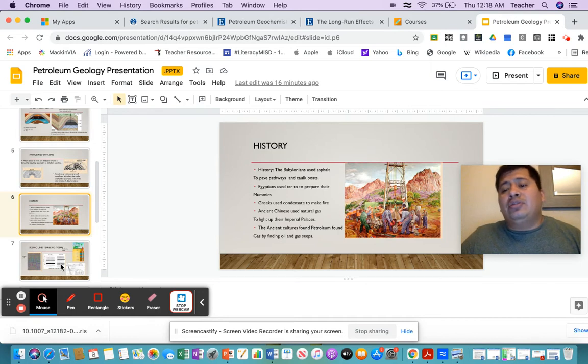Egyptians used it to mummify. Greeks used it for fires. And ancient Chinese even used it as natural gas. They somehow figured out that this resource could be flammable, and they used it for lighting. And of course, it was used in wars.